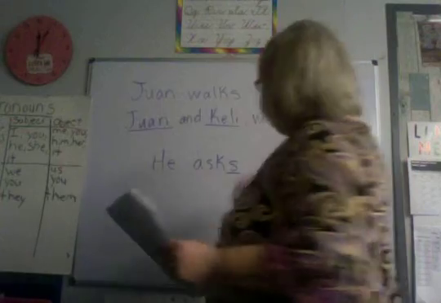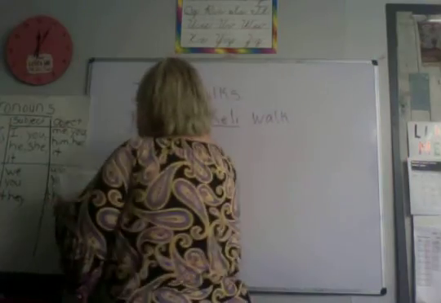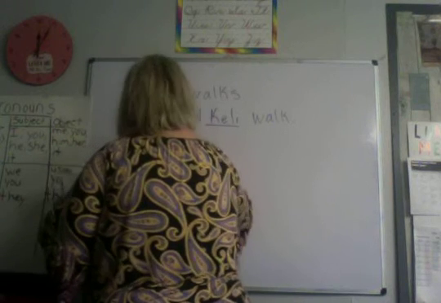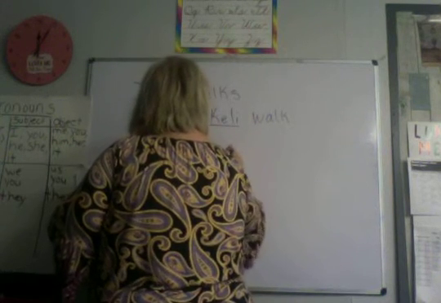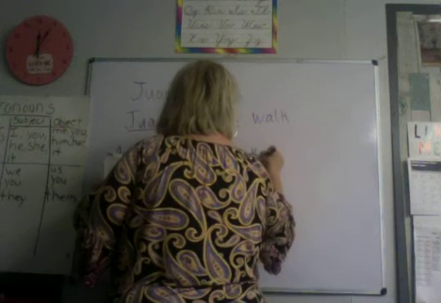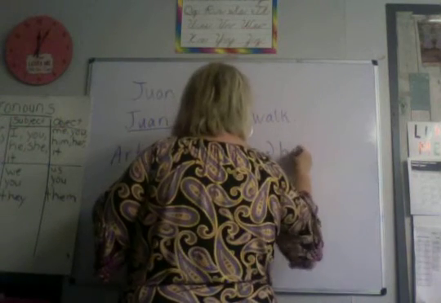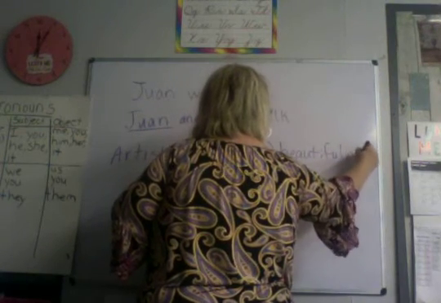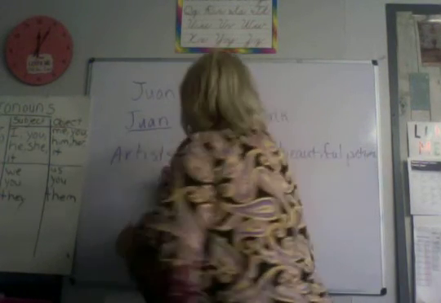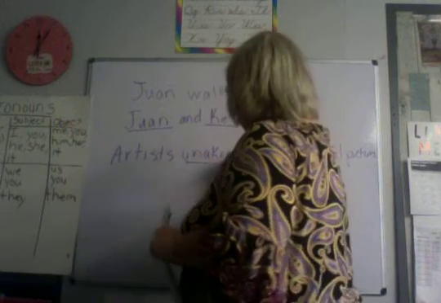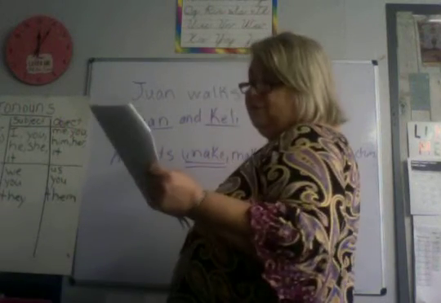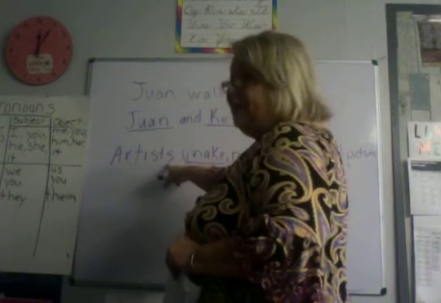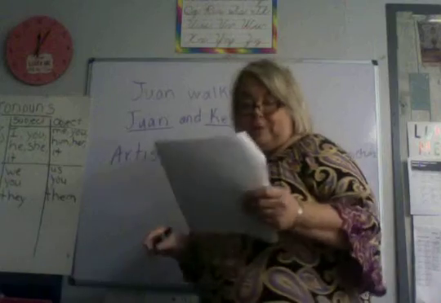Okay? The next section, you're going to underline the correct verb twice to complete the sentence. Artists, more than one artist, make or makes beautiful pictures. More than one artist. Artists make. Two little lines under that because it's a verb. Artists, there's an S on the noun, so no S on the verb.